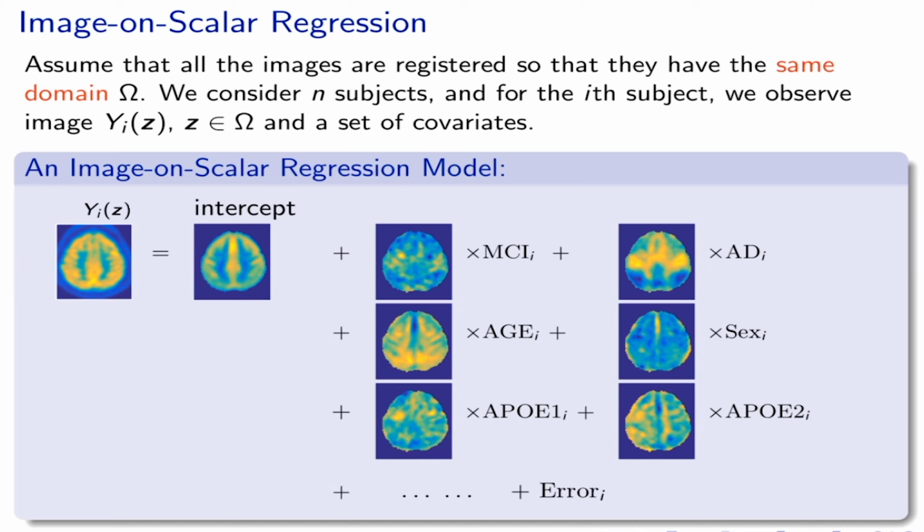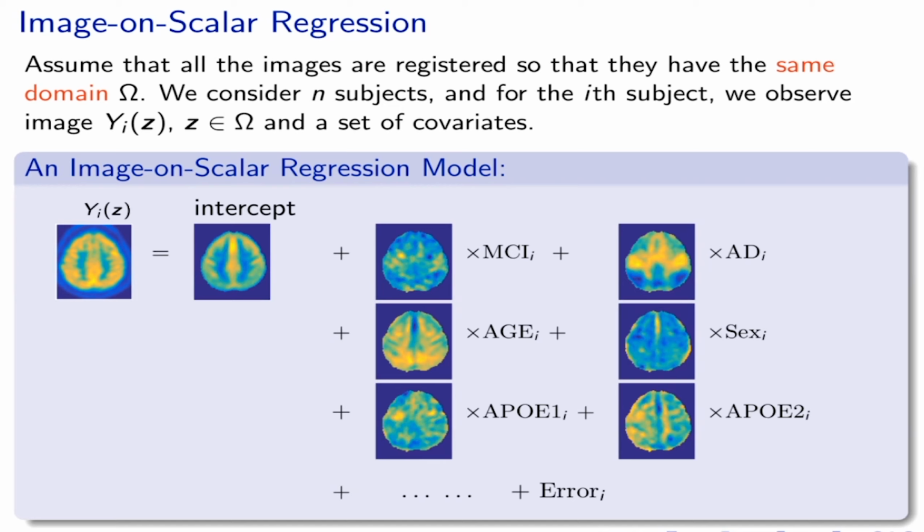And for each subject, we observe the image and also the covariates we mentioned. So we can see in this model, the variable of interest is the image. And we also have several covariates we collected. It is scalar. That is why the model is called the image-on-scalar regression model.